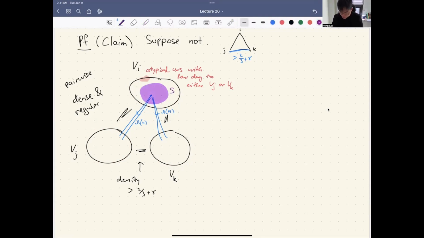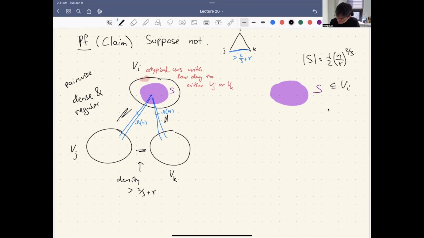Let me draw it separately. Now we pass to the subset S, which is inside Vi, such that the size of S is larger than 1/2 times (n over r) to the power 2/3. So still way larger than square root n log n, our threshold on the independence number.